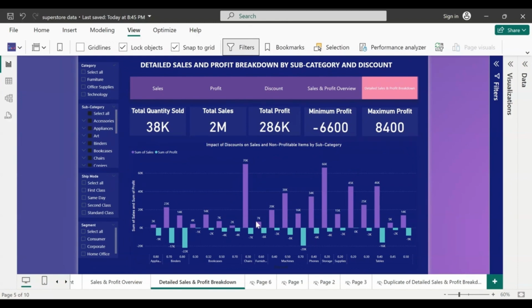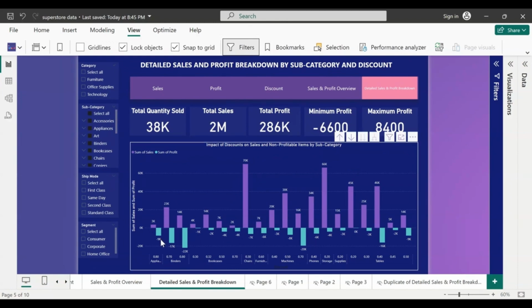So as we said, appliances has very low sales as well as it has much loss. Then we could see the first one that is causing much loss is binder, and after that we could see 20,000 lost in machines. Then we could see again in binders by giving 70% of discount, and then in tables due to 40% of discount we could see 16,000 being lost.